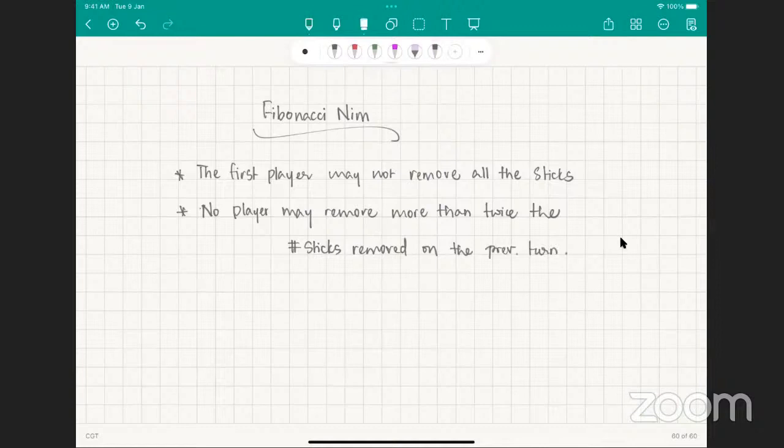Okay, so let's look at an example of how this might work out. Let's say you start with n equals 8 sticks. It's a single pile NIM here. And normally single pile NIMs are trivial because the first player can immediately empty the heap out. But in this case, that specifically is not allowed. So the first player has to remove at most 7 sticks from this particular pile.